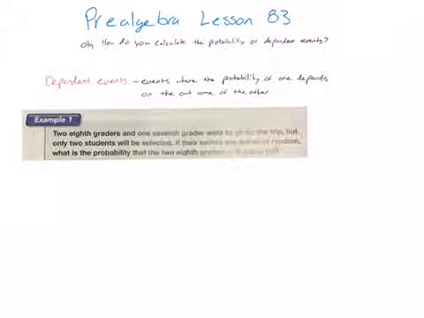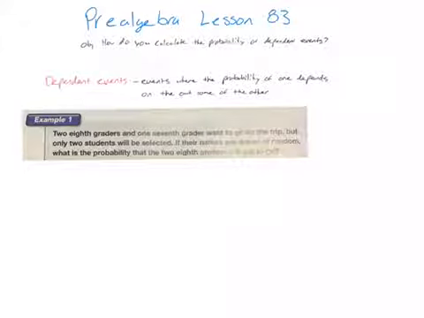Our objective is, how do you calculate the probability of dependent events? Dependent events are events where the probability of one depends on the outcome of the other. So, example 1 here is an example of a dependent event, and I'll explain that a little bit more as we go through it.